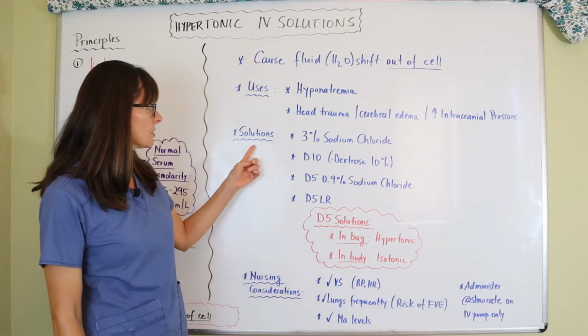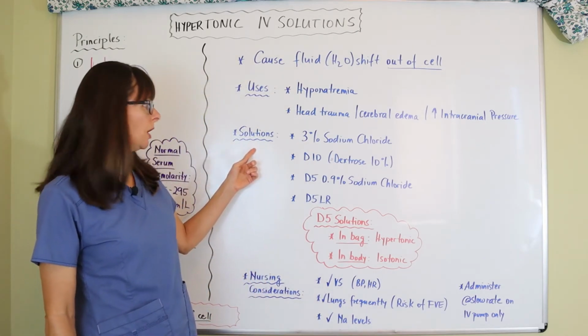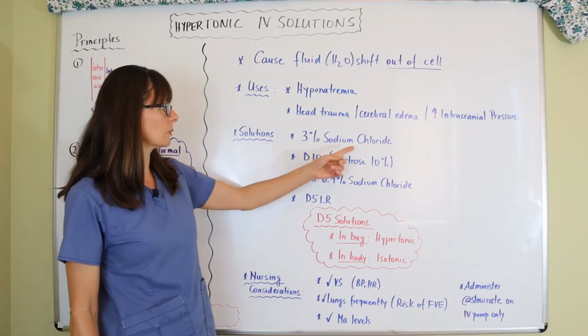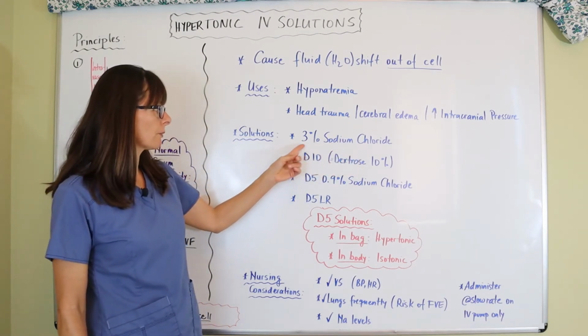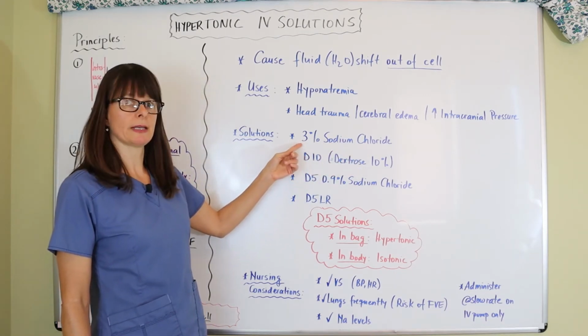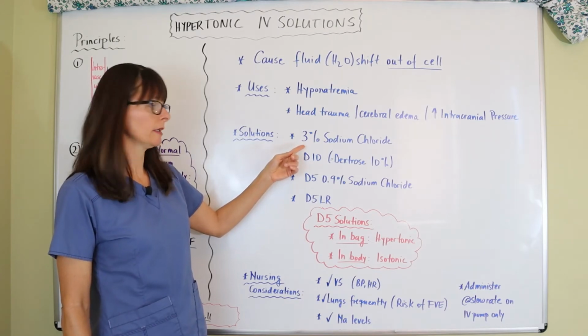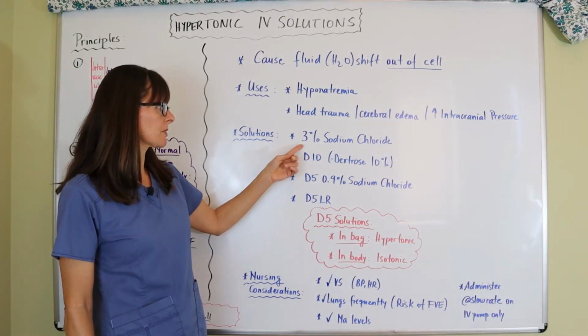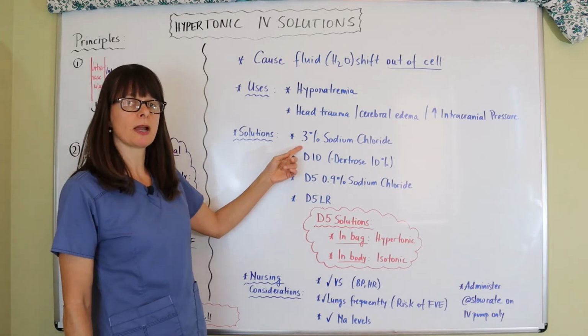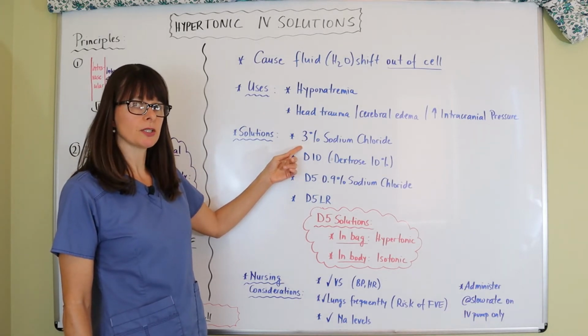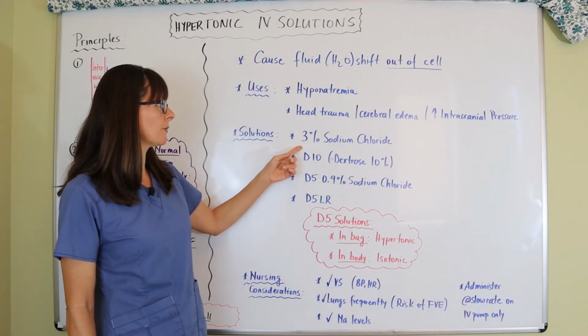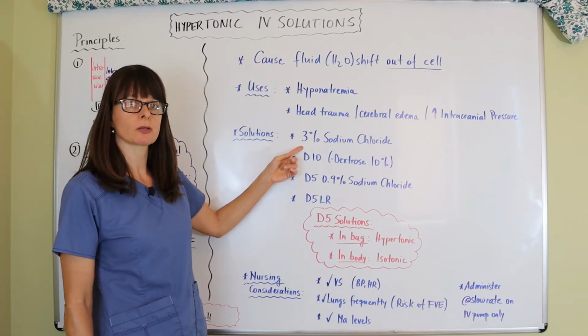The solution we use that is hypertonic is 3% sodium chloride. You probably recall that normal saline, or isotonic saline, is 0.9%. So 3% is more than 3 times that percentage or concentration, and therefore it is a hypertonic solution.